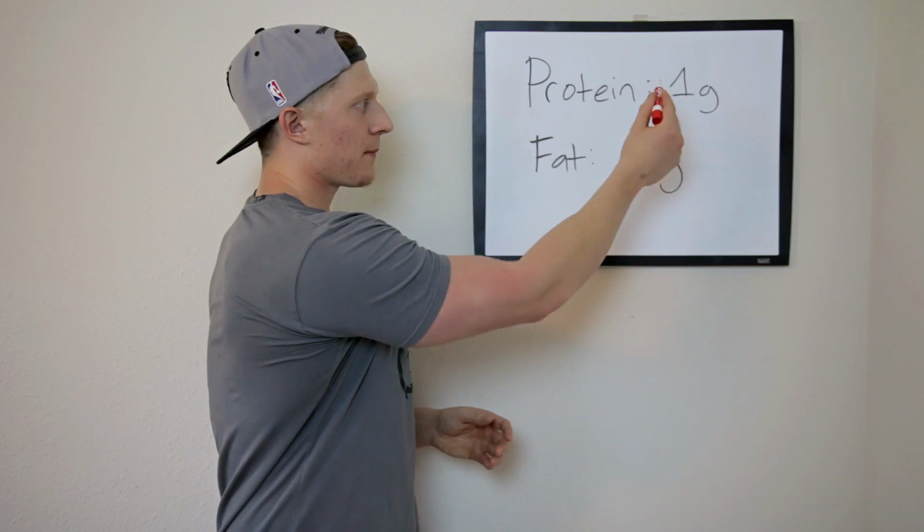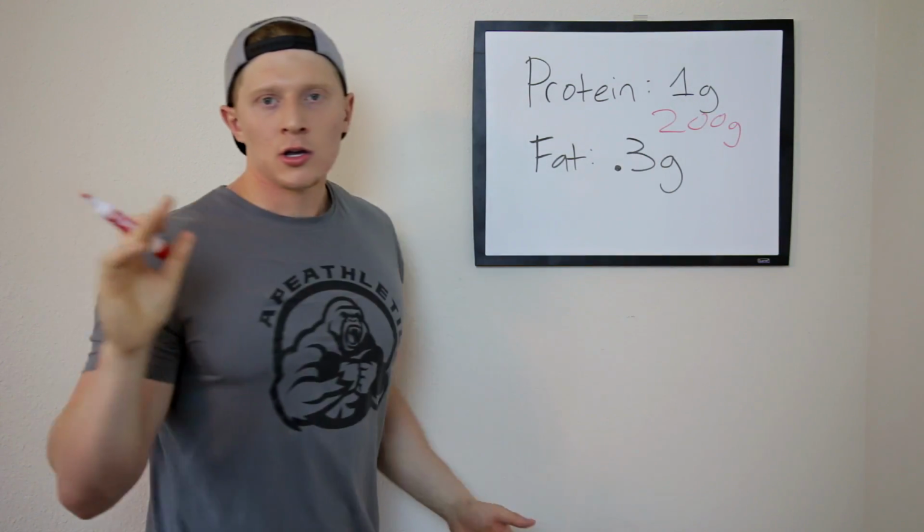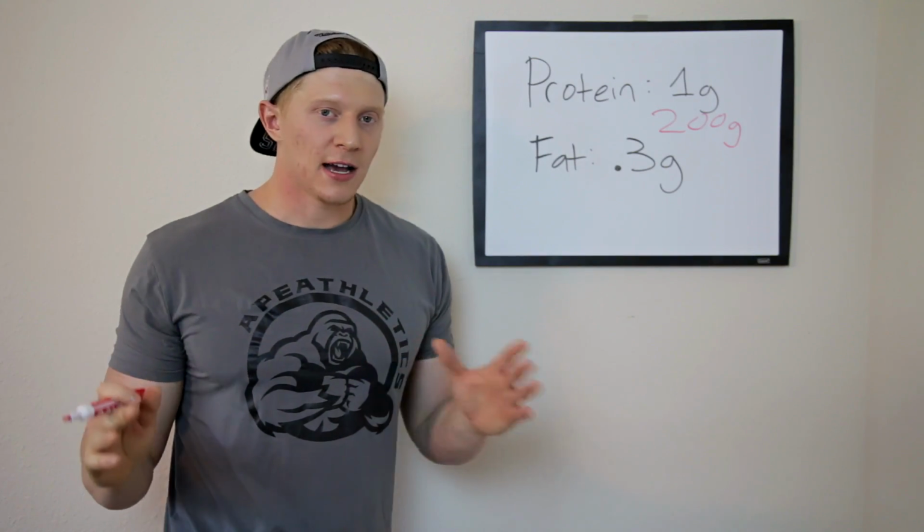So we need 1 gram per pound of body weight. Protein amount, super easy. 200 grams. We're not even going to need a calculator for that.